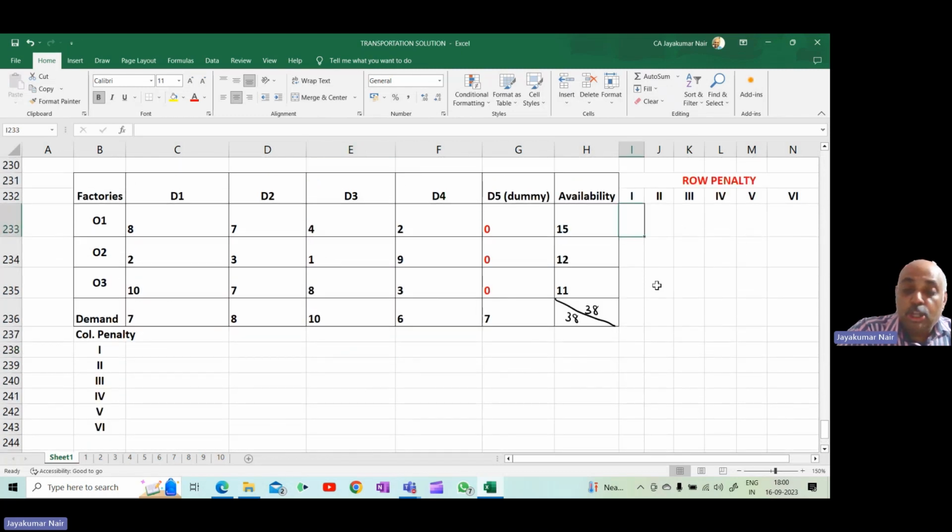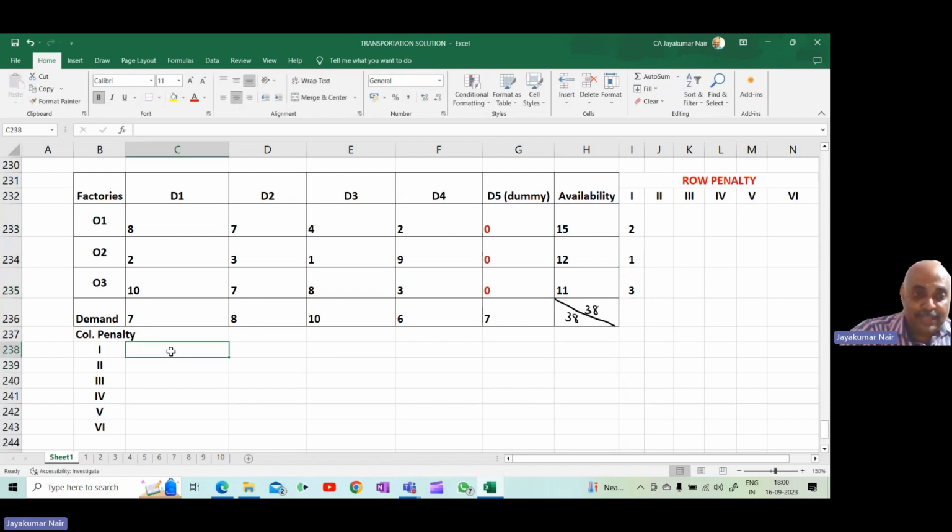First we have to do the row penalty. How do you calculate the row penalty? In this particular row, see which is the least cost. Least cost is 0. The next least cost is 2. So the difference is 2. That's called the row penalty. Here 0 and 1. So difference is 1. Next 0 and 3. 3 is the row penalty.